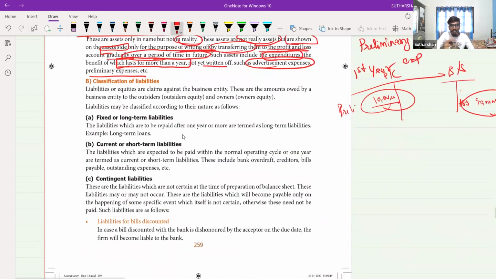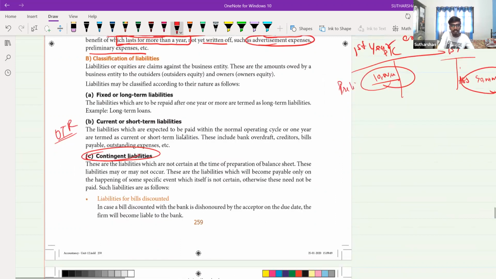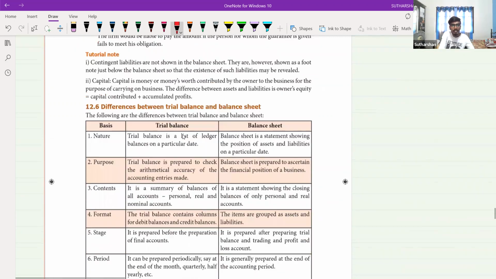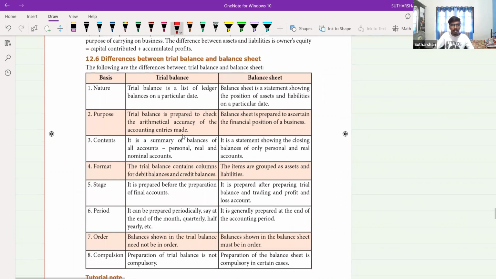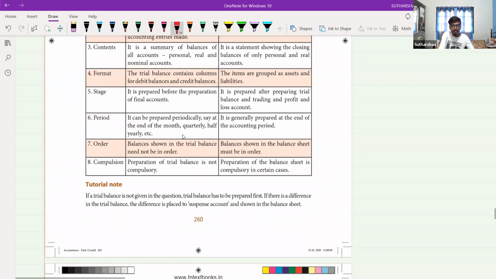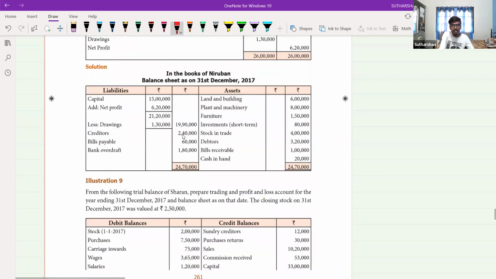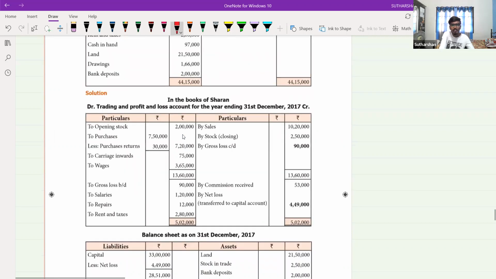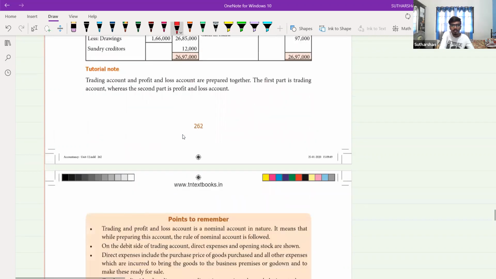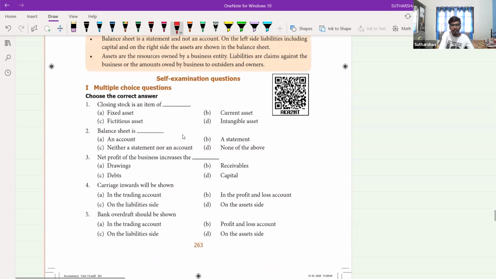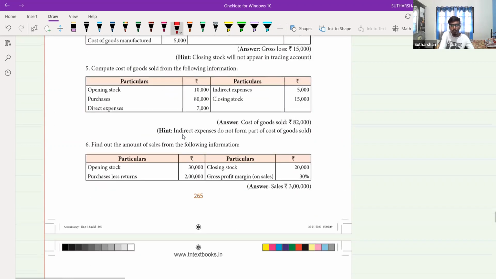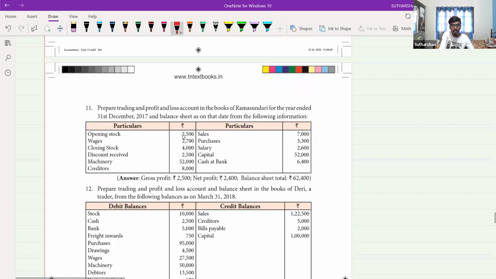Okay? Then classification of liabilities, you can read it as one time reading. In this, be careful while reading for contingent liabilities. Okay, next, the difference between a trial balance and a balance sheet you can learn. Okay, preparation of balance sheet you can easily do. Yeah, with this, the final accounts of a sole proprietor 1 is over.